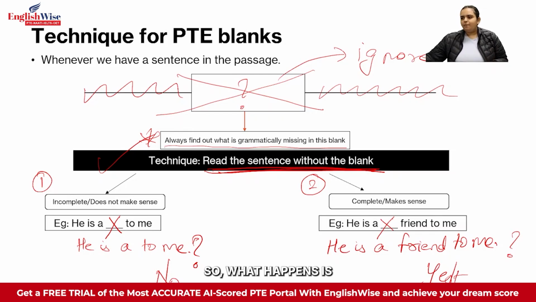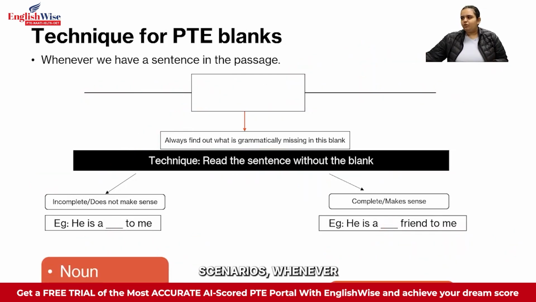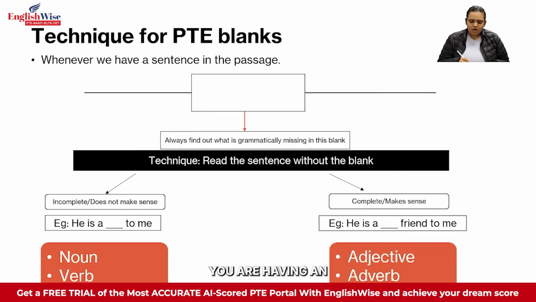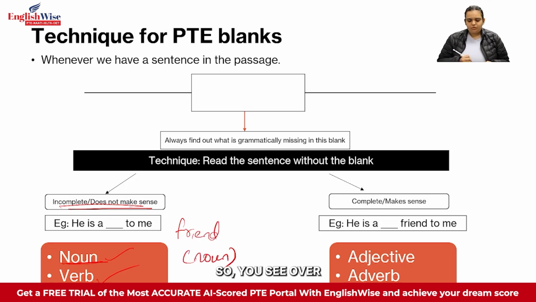So what happens is in both of these scenarios, whenever you have an incomplete sentence that does not make sense, you are either missing a noun or you are missing a verb in the sentence. Okay, so when I say over here, "he is a dash to be, he is a friend to me," the word friend is missing, and friend is a noun. So you see, any sentence cannot be complete without a noun or a verb.